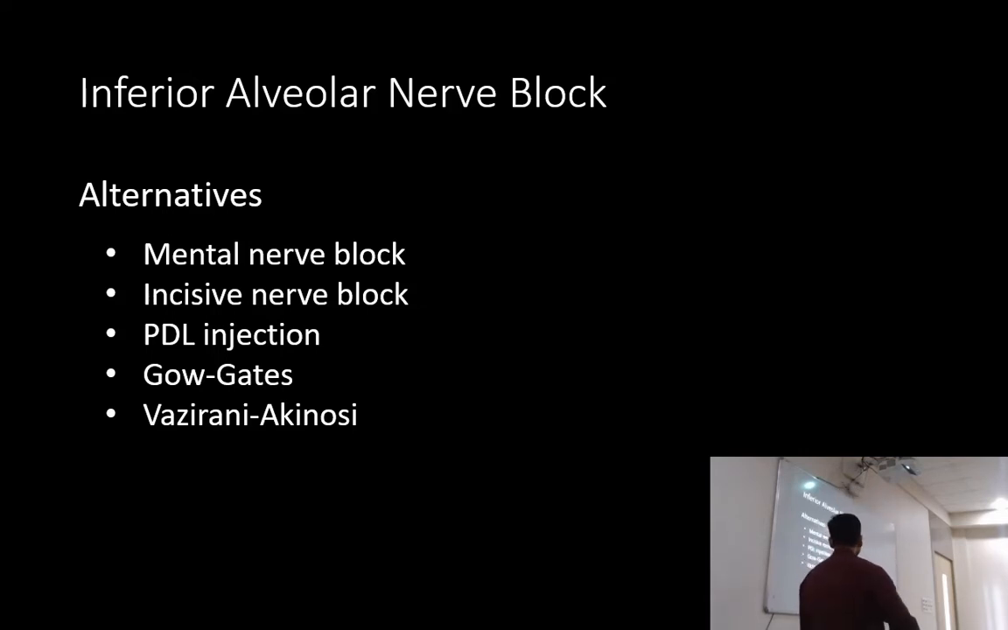Then we have, for some reason, the patient has a trismus. If the patient has trismus, as I mentioned earlier, we have 3 techniques available. Intraoral mein we have only one, that is Vazirani-Akinosi. Extraoral mein we have the technique where we insert the needle through the sigmoid notch, or one is Thomas technique, in which we insert the needle medial to the inferior border of the mandible.